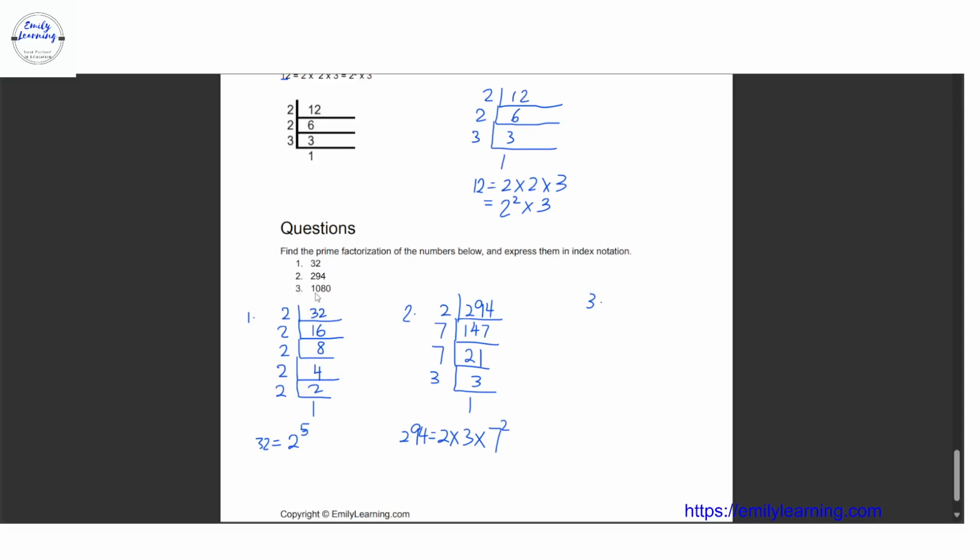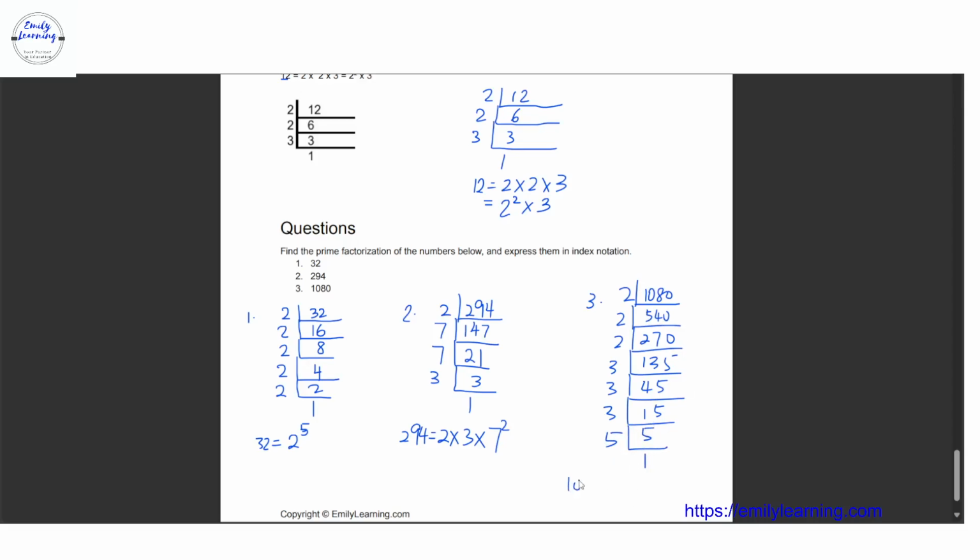Next, let's express 1080 as a product of its prime factors and in index notation form. So I'll write 1080 here. I'll divide this by 2, I'll get 540. Divided by 2 again, I get 270. Because it's still even, I'll divide it by 2, I get 135. Now I'll divide it by 3, so I get 45. Divide 45 by 3 again, I get 15. Divide 15 by 3, I get 5. Now I've reached 1.